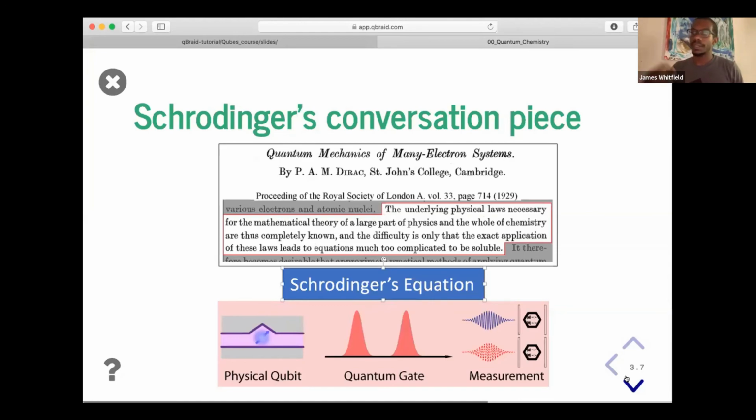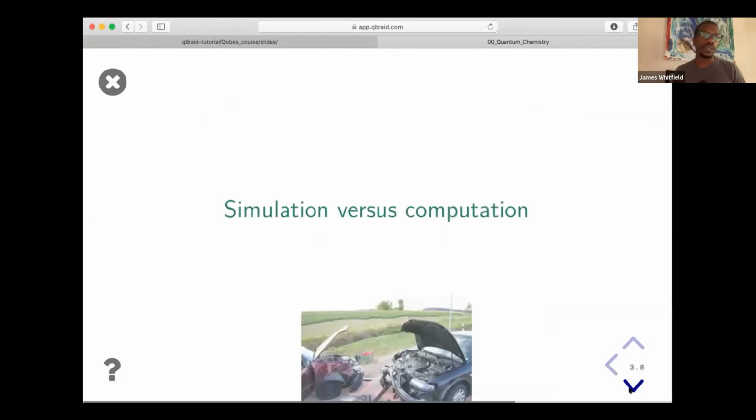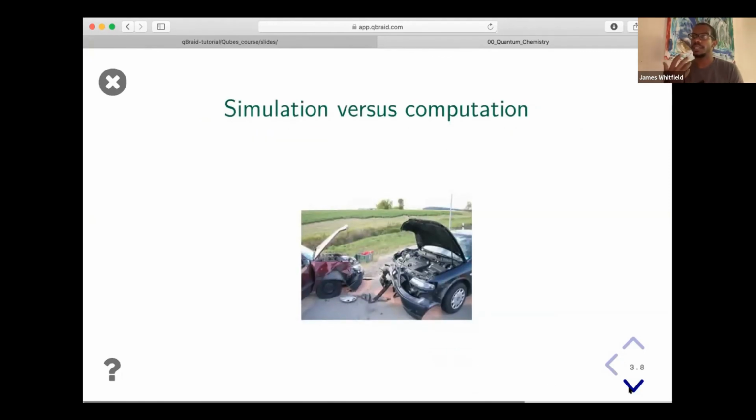Okay. So here's where we ended last time, talking about this idea of you have this physical system that we can control. We're going to use that to analyze these questions. But now we're thinking about this from the other direction. We're going to assume that we have a quantum computer, and we want to understand something about this large part of physics and the whole of chemistry. This is 1929, he's saying all these things. So with that Schrodinger's conversation piece, what we can do is start thinking about how do we actually apply this in terms of what we understand of quantum computing.